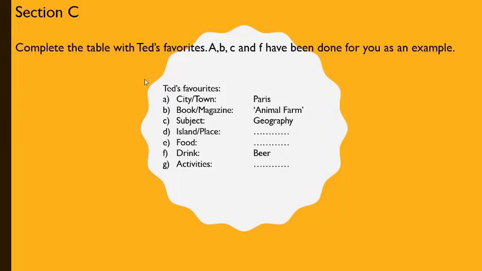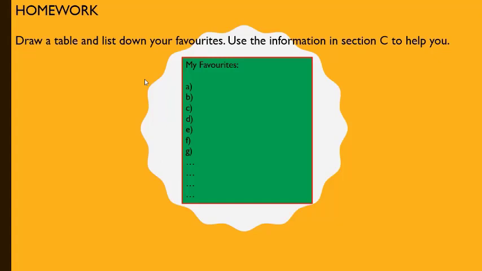After you have finished section C, you need to design your own favorite list as homework. So, you have to draw a box and put my favorites. And then you need to list down. So there are many categories. You can talk about a lot of things like color. What is your favorite color? Yeah. Or you can follow the items on page 48. Just like Ted talks about city, book, subject, place and island, food, drink, activities.